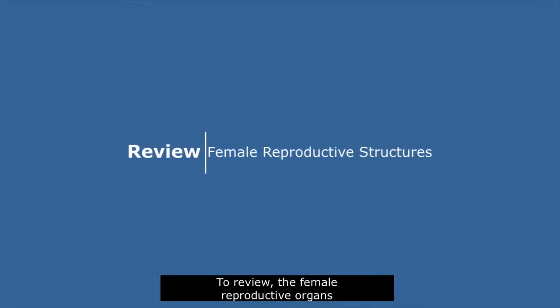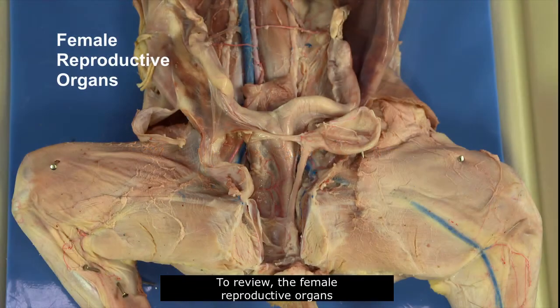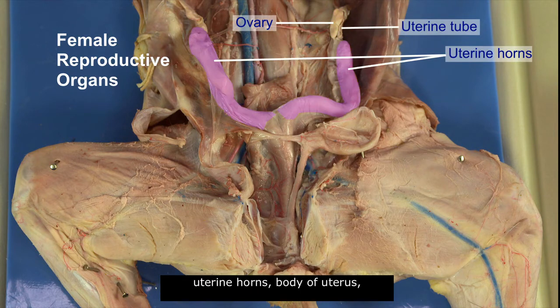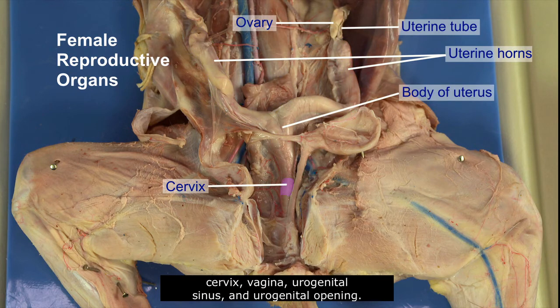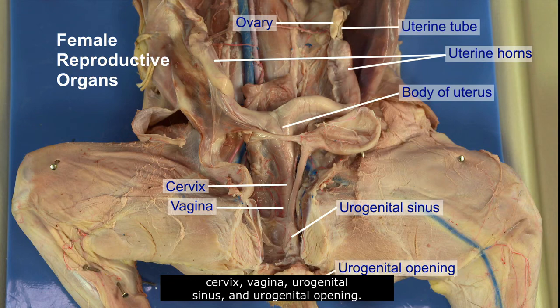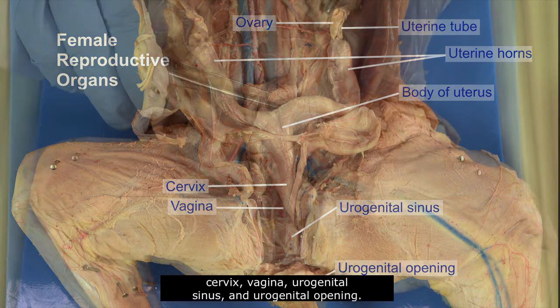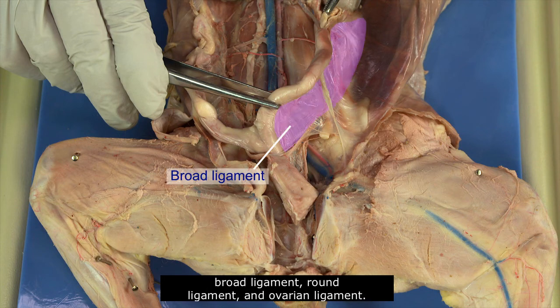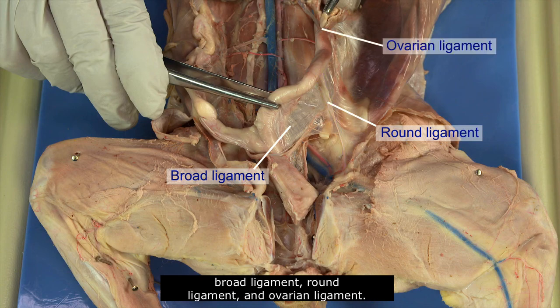To review, the female reproductive organs in the cat are the ovary, uterine tube, uterine horns, body of uterus, cervix, vagina, urogenital sinus, and urogenital opening. The ligamentous supports for the reproductive organs are the broad ligament, round ligament, and ovarian ligament.